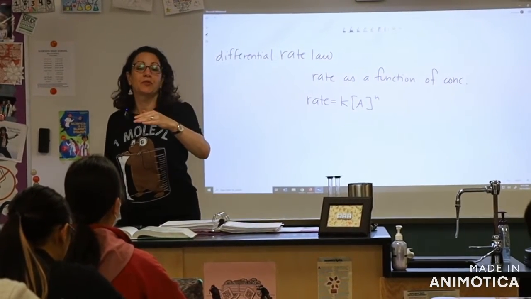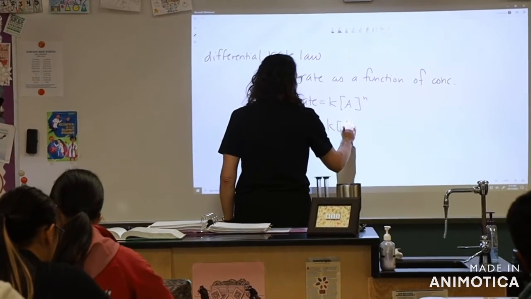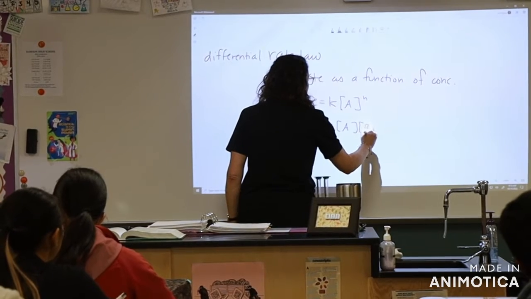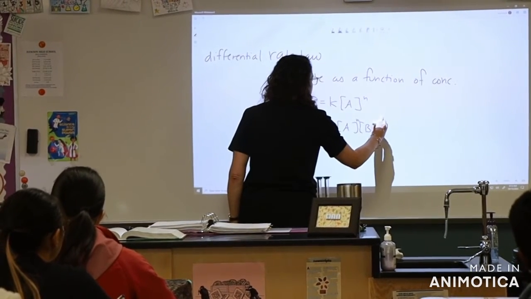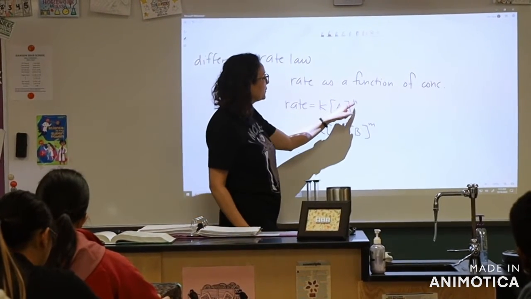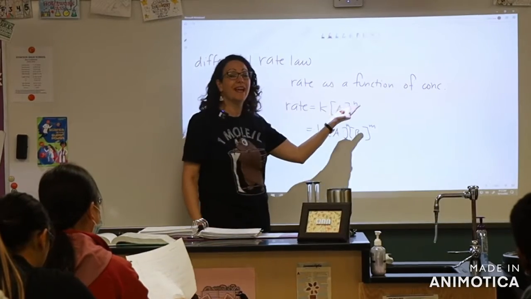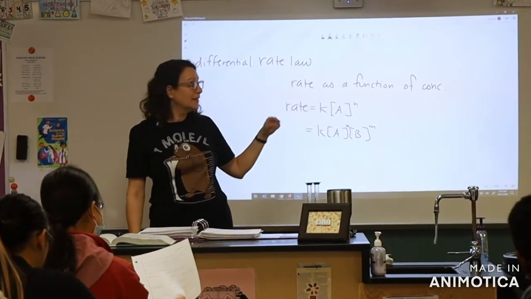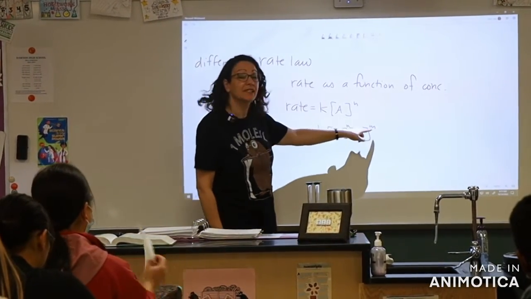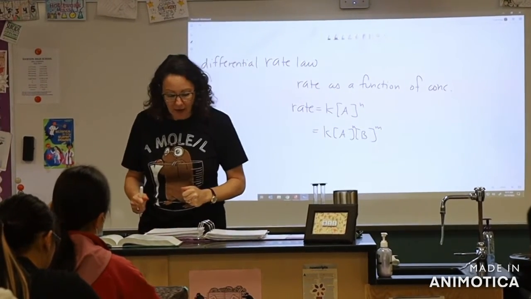If we have multiple reactants, so if I have two reactants, then my rate law will have both reactants in it, each one raised to some power. And this power here is called the order of the reaction. In this case, my reaction is nth order with respect to A. But here my reaction is n plus m order. Okay, so we're going to look at that with the example that we did before.